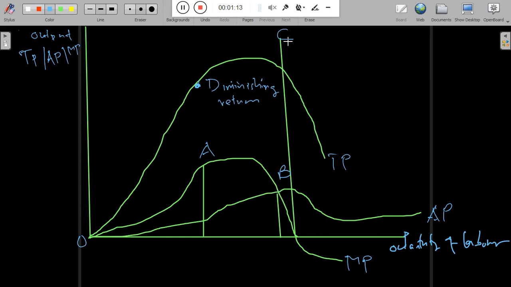So diminishing returns occur due to the fact that one of the inputs is fixed and it is applied more in the short run than in the long run. This is because in the short run some inputs are fixed, while in the long run all other factors of production can be increased.